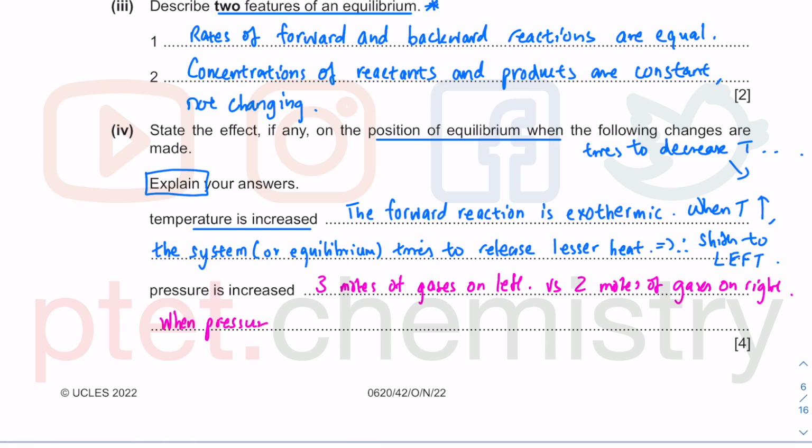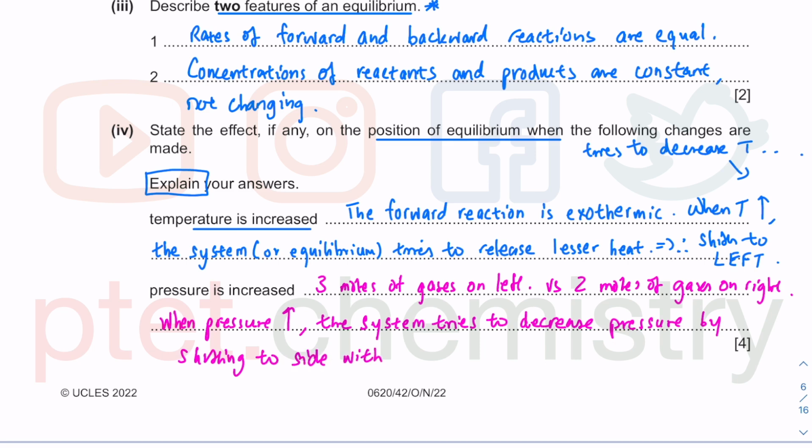Well, when you increase your pressure, what will the equilibrium try to do? The equilibrium, which is the system, will try to do the opposite, which is to decrease the pressure. How do you decrease pressure? Of course, you will shift to the side with lesser gaseous molecules, because the lesser your gaseous molecules, the lower is the pressure. So lesser gases, based on our first statement, will be on the right side. So therefore, equilibrium will shift to the right hand side, favoring forward reaction, and your yield of product will increase.